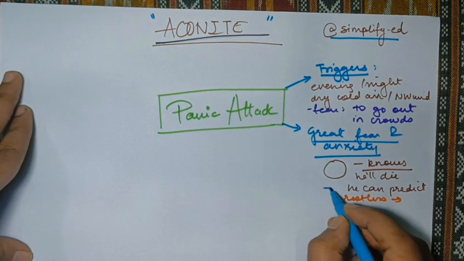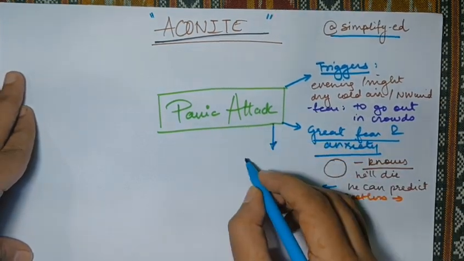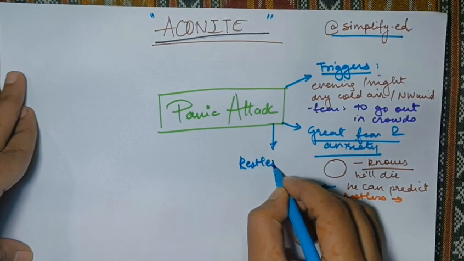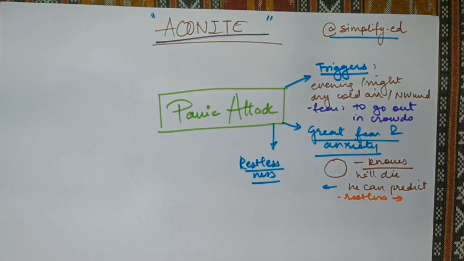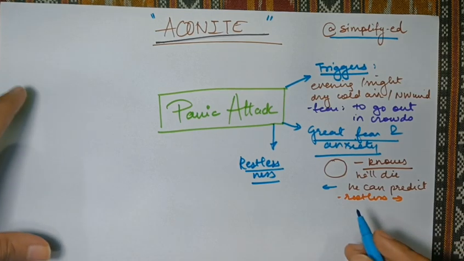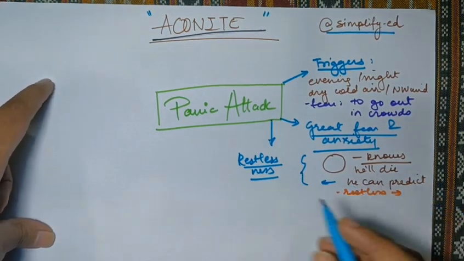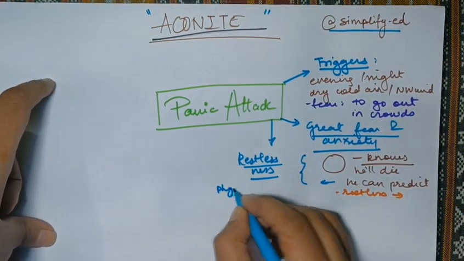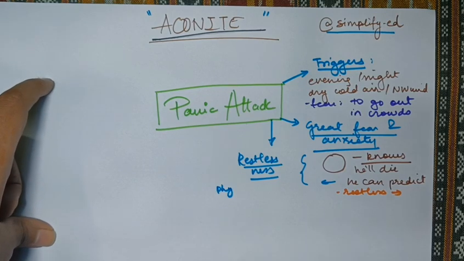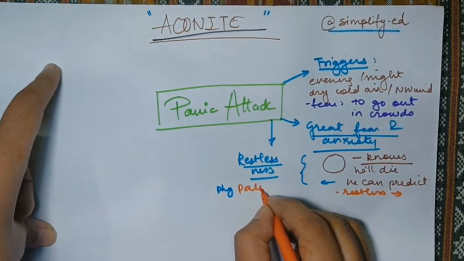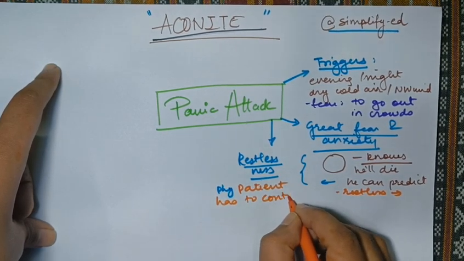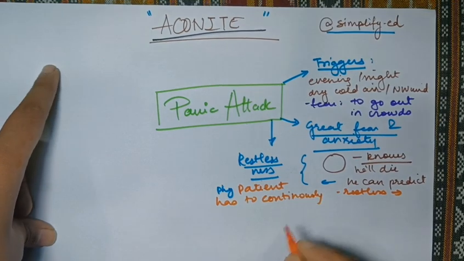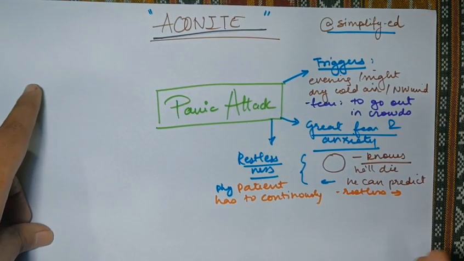This feeling, when there is great paranoia, like I said, could give rise to restlessness. The restlessness here in Aconite is mentioned as mental plus physical. So mental restlessness is coming from here. Physical restlessness, when we talk about that, it is that the patient has to continuously move, change position if in bed, or continuously walk about.